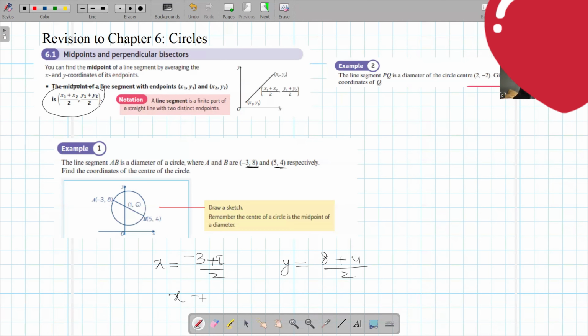So the midpoint is 5 minus 3, 2, divided by 2, 1. And y is 8 plus 4 divided by 2 is 6. So C (1, 6) is the center of this circle.